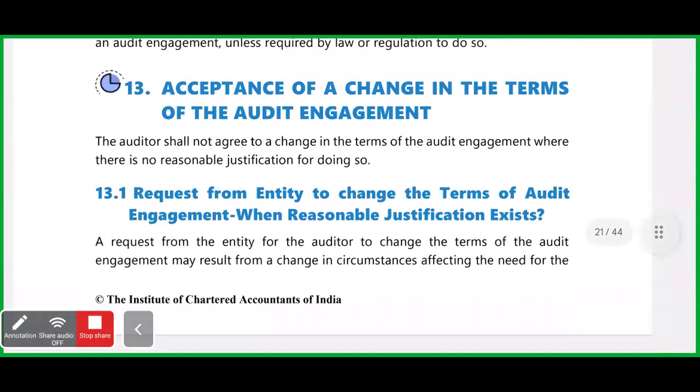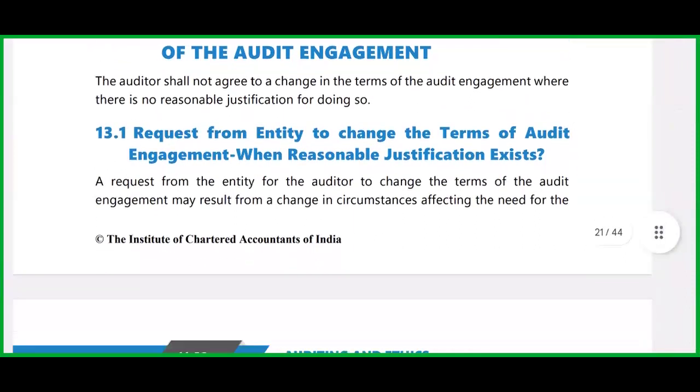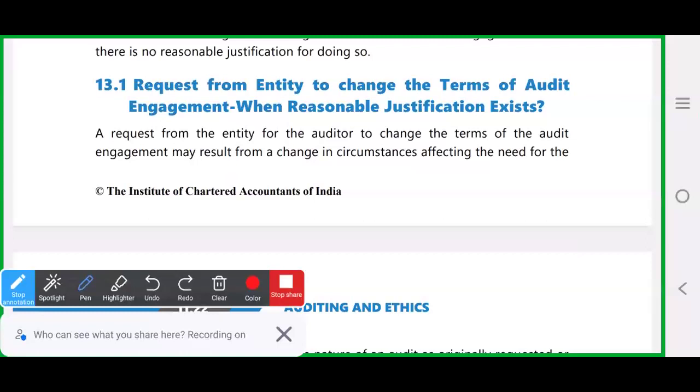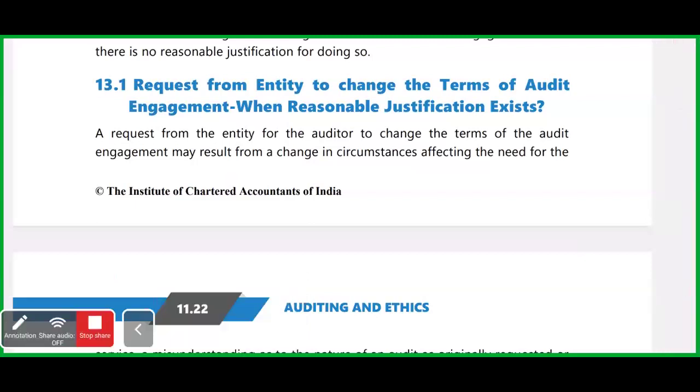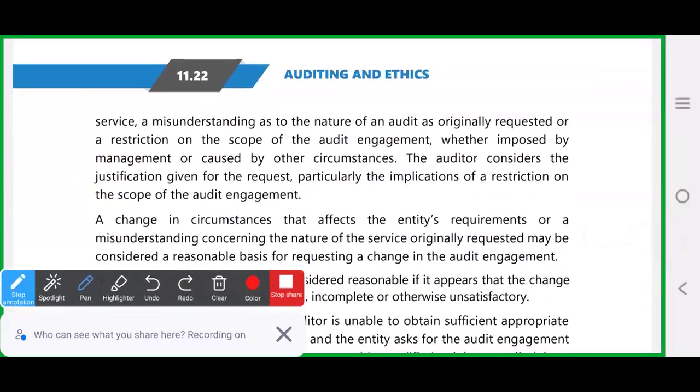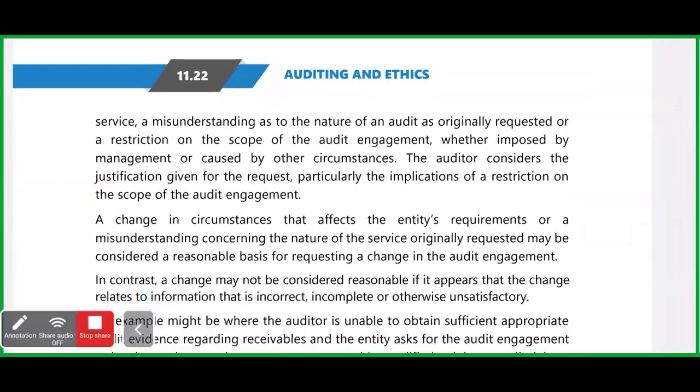So following are the situations where acceptance of change in terms of audit engagement comes into picture. First is a request from the entity to change the terms of audit engagement. If there is a reasonable justification, it can be changed, or else the auditor should think if the change is required or if there is any misunderstanding.